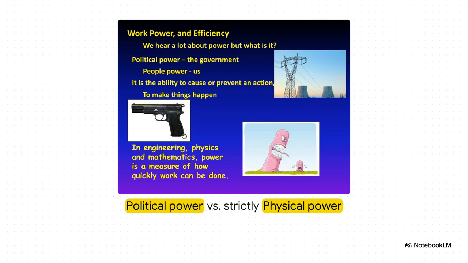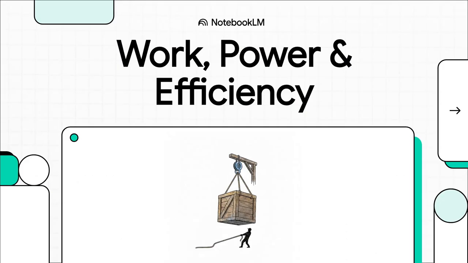It is simply a measure of how quickly work can be done. It's not about influence, it is literally just effort over time. And that brings us right to the heart of today's explainer: work, power, and efficiency. We're going to demystify the exact mathematical formulas that run our physical world.